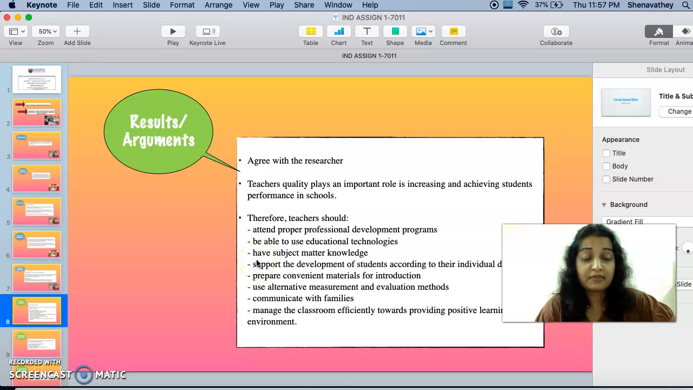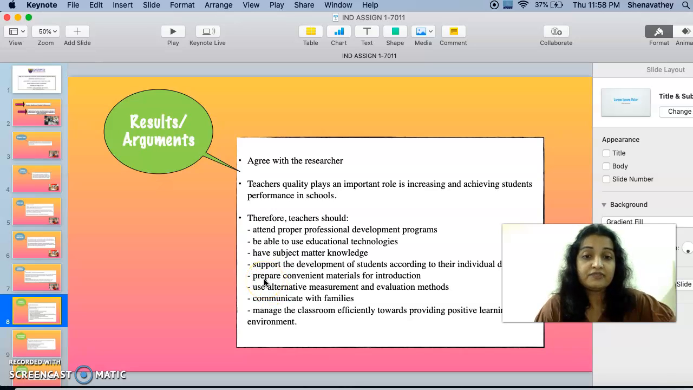Teachers should have subject matter knowledge. This is very, very essential. We should know well about the subject before we deliver the lesson. Support the development of students according to their individual differences. So normally we have mixed ability students in classes. So we as educators and teachers should be able to identify the needs and deliver lessons according to their differences.